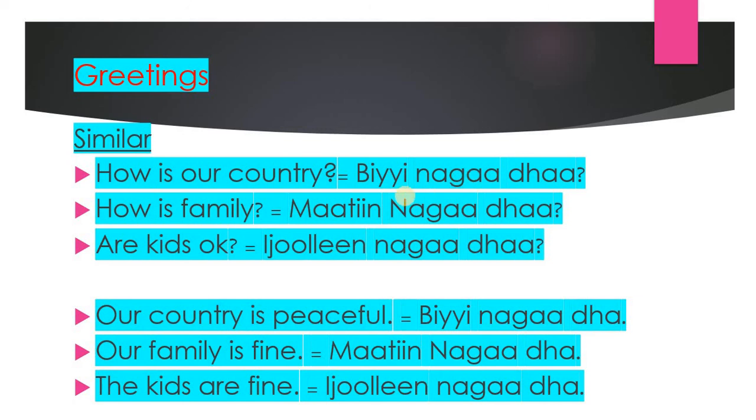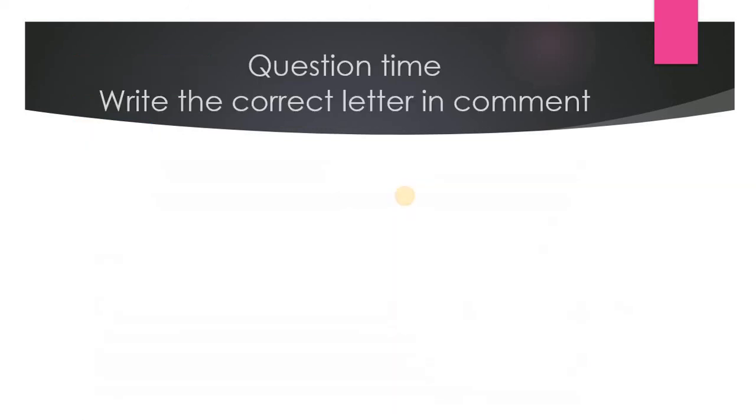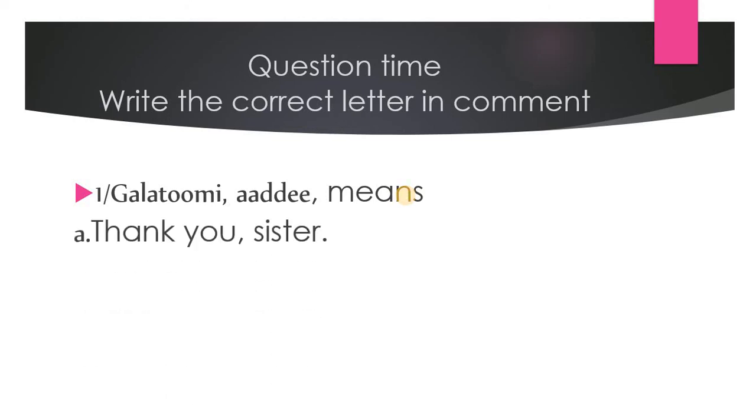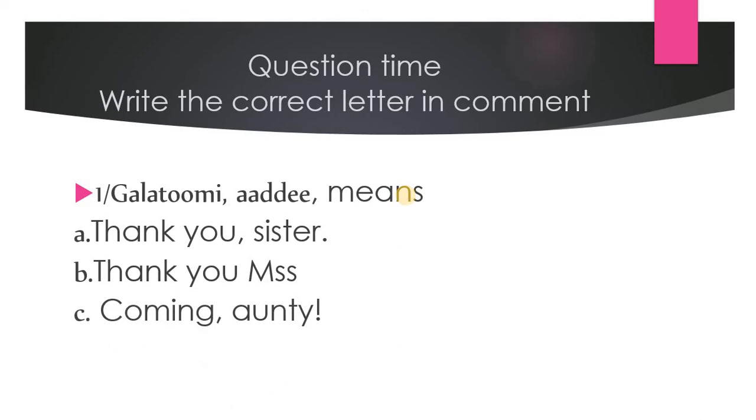So those are some of the questions. I can't ask every question that can be asked, so I'm going to leave you here. I'm going to ask you questions. Galatoomii adde means in Oromo, if you translate this into English, thank you sister, thank you miss, coming auntie. Which one is the answer?